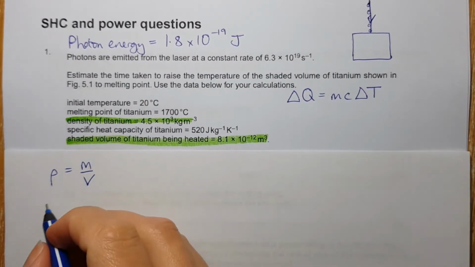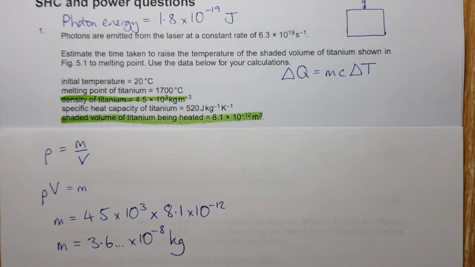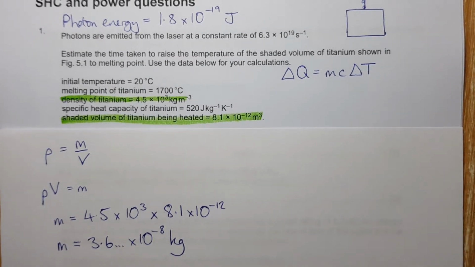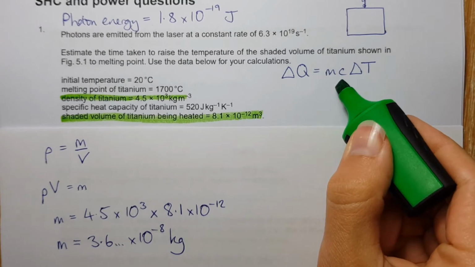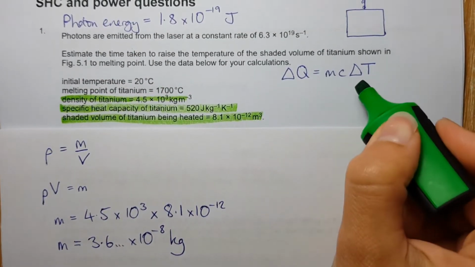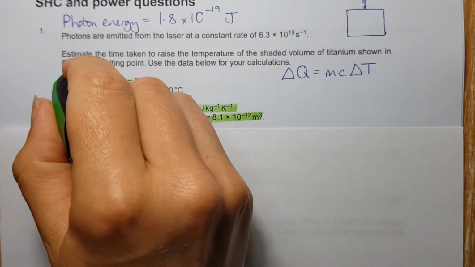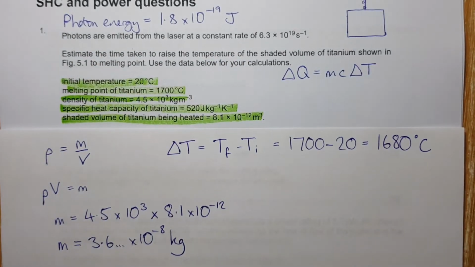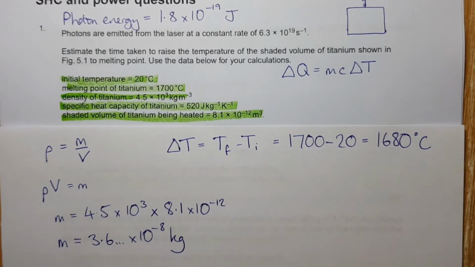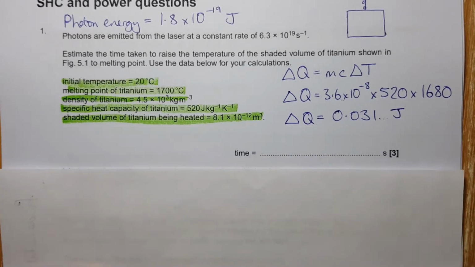So there's the density formula. So that means that density times volume is mass. So that's the mass, and that's our first mark. The next thing we're going to need is the specific heat capacity, and we have got that. And finally, we need the change in temperature. We're not told that, but we can calculate it. And so now we can work out the energy needed to melt this piece of titanium. And that's our second mark.